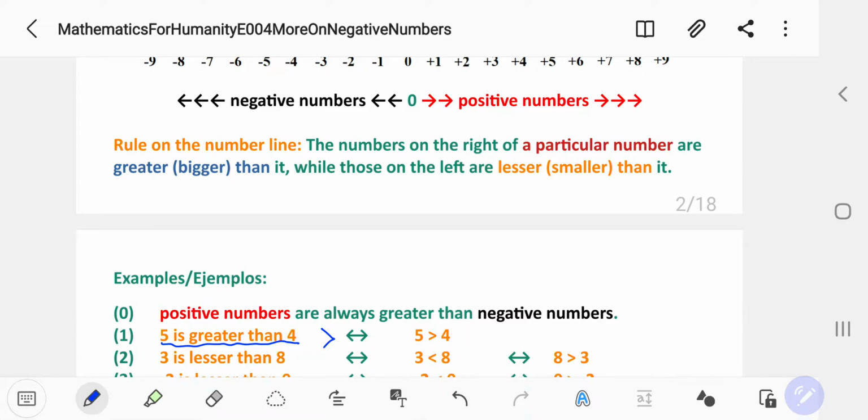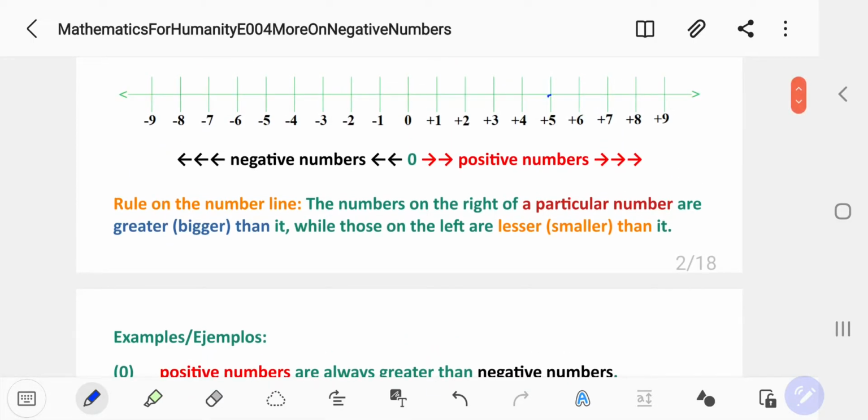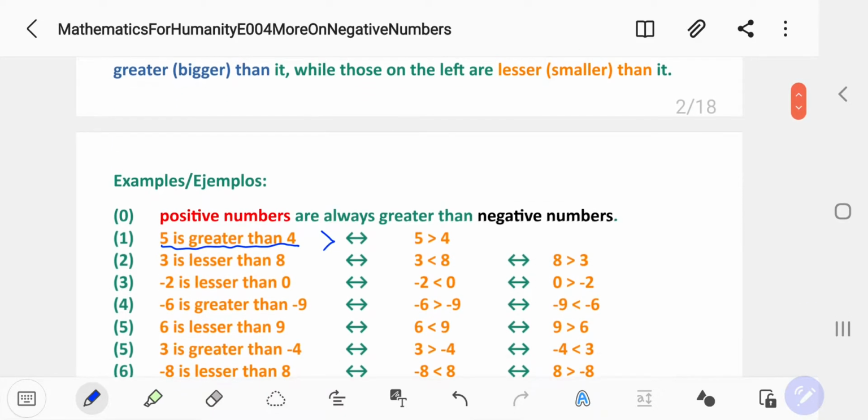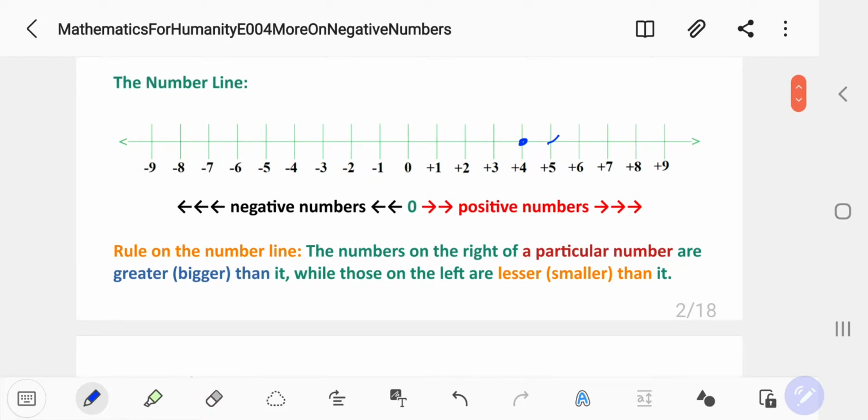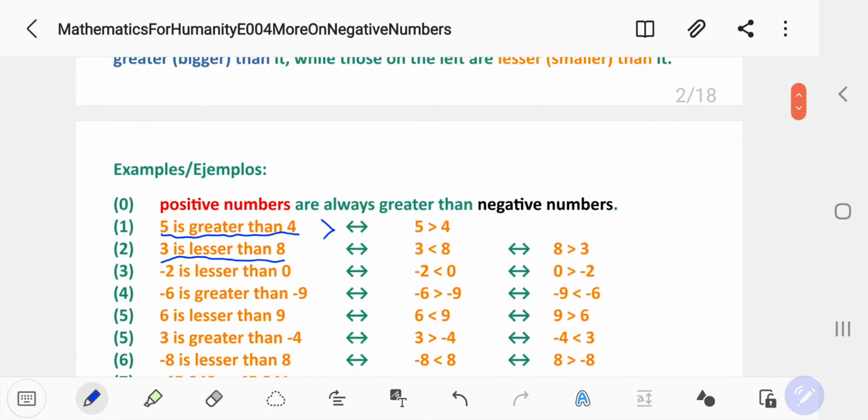So you have here 5 is of course greater than 4. And then you have 3 is lesser than 8. So you have 8 here and you have 3 here. So 3 is found on the left side of 8. So that's less than. You symbolize lesser than with this symbol. So you can see the symbol here.